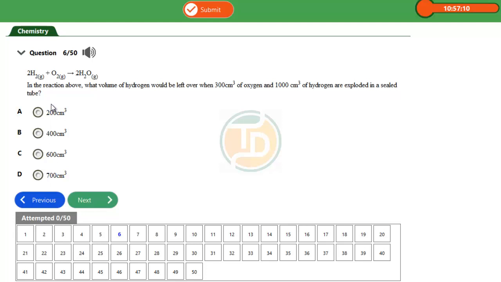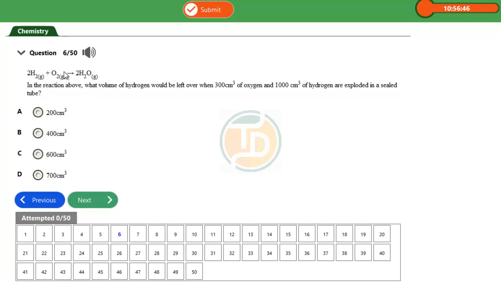Please note that this question is drawn from gases, and specifically from the gas law known as Gay-Lussac's law of combining volumes. This law is usually tested as follows. You'll be given an equation, but make sure that the equation is balanced. This equation will actually help you to solve this question.